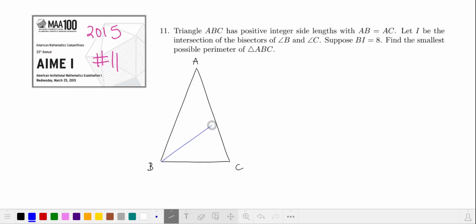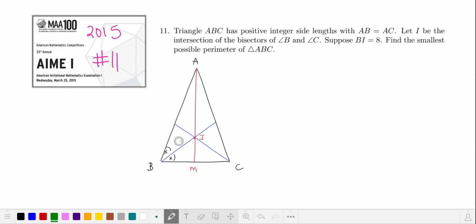I'm going to draw my angle bisectors of my isosceles triangle ABC. The third one, coming from the vertex angle, is also going to be the median of triangle ABC. The three bisectors are all going to meet at this point I. I'm going to call this angle x.